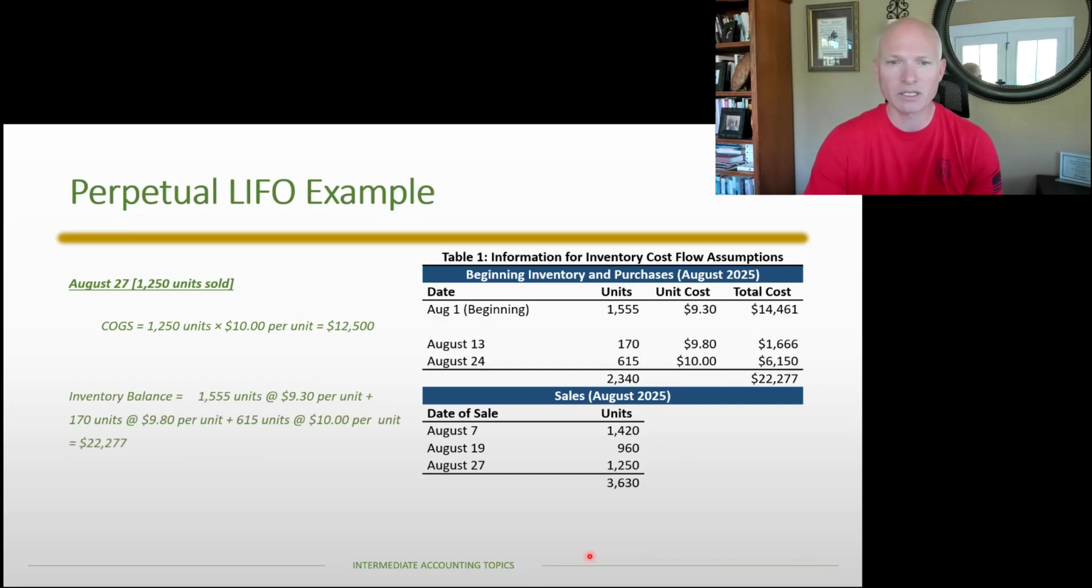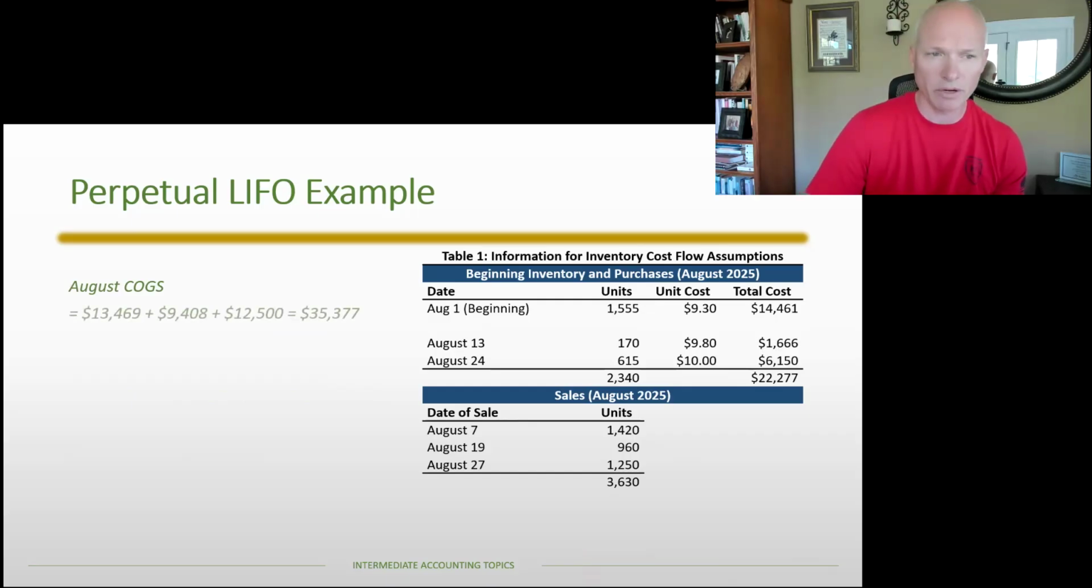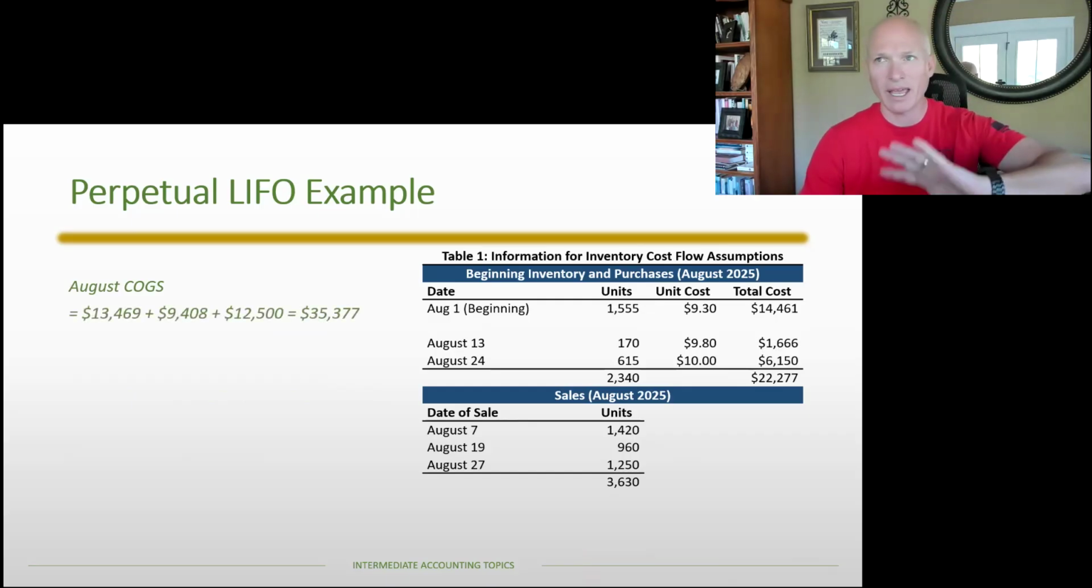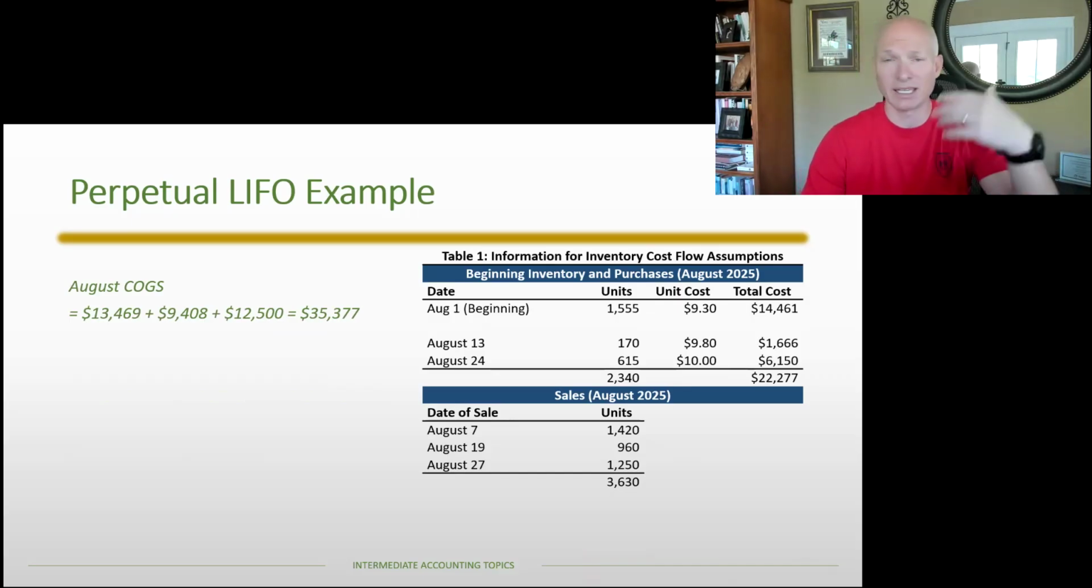Okay, so hopefully that makes sense. So now we come to the end of it. The period's over, and so the cost of goods sold for the period, rather than calculating ending inventory and then getting to cost of goods sold, we've just been tracking it continuously. Now, obviously, if there was a physical count issue, we might do a physical count.